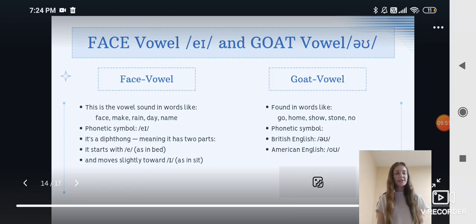The goat vowel has different phonetic symbols in British English and American English. You can see over here.